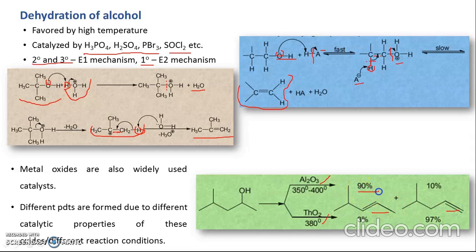So in case of Al2O3 you are getting this isomer, that is the most substituted alkene, 90%, but less substituted you are getting 10%. But when it is thorium oxide, you are getting the less substituted as major. So depending on your requirement, whether you want the terminal alkene or the less substituted alkene as your major product, you have to use thorium oxide, and if the opposite is the case, you have to use aluminium oxide. So it depends on what type of metal oxide we are using. So dehydration of alcohol, here we are not using any base, we are using different types of metal oxides as catalyst, or here you can see H3PO4, H2SO4, PBr3 or SOCl2. All these can also be used. Okay.